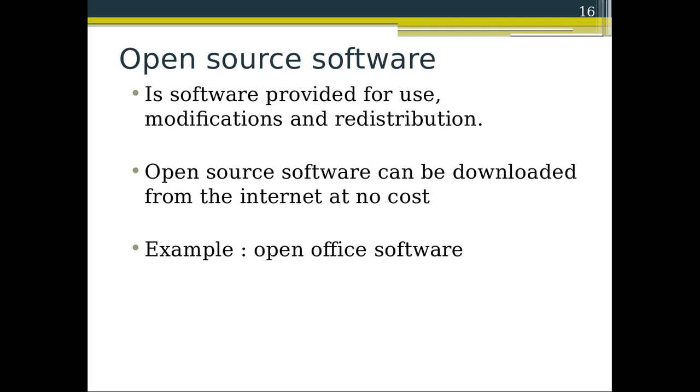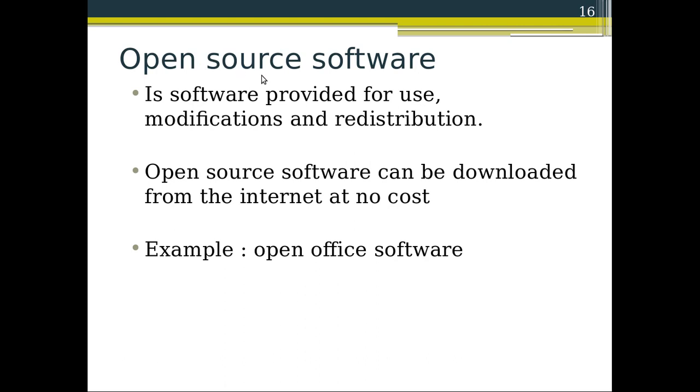Another type of software license is what we call open source software. It is a software provided for use and modification and redistribution. You see here the difference between proprietary and open source. There is no restriction in use, modification and redistribution. Both the proprietary and the open source, you can use them. But the proprietary you cannot modify. You cannot modify because you cannot access the code, the source code.